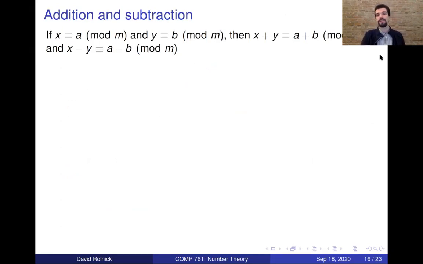Now here's something that is very useful. Addition and subtraction work modulo m. This is not to be taken for granted, but it's really nice that they work. In particular, if you have x congruent to a mod m and y congruent to b mod m, then x plus y is congruent to a plus b mod m. And the differences are also congruent.